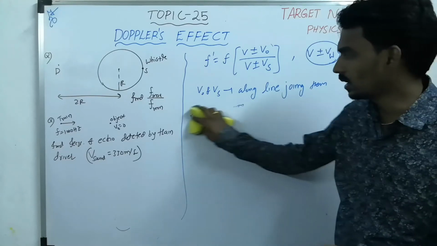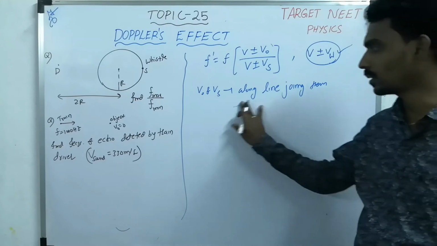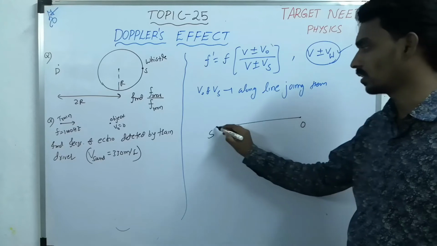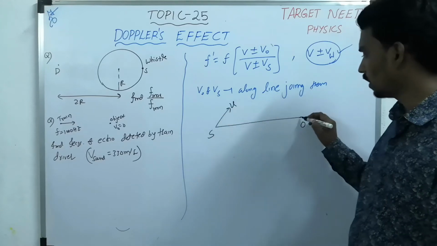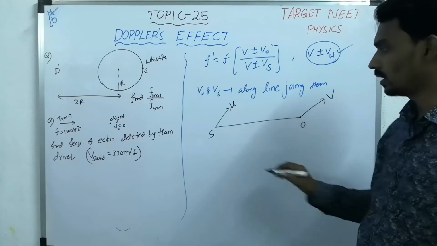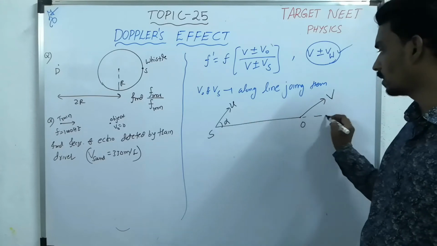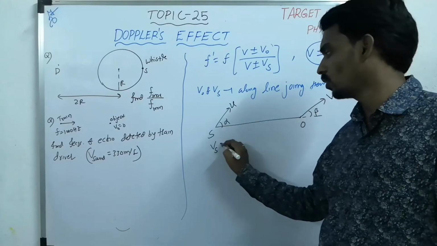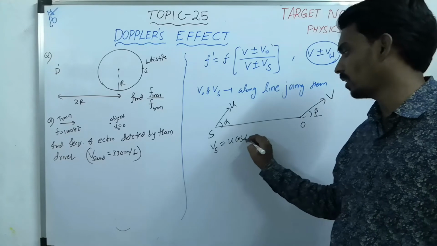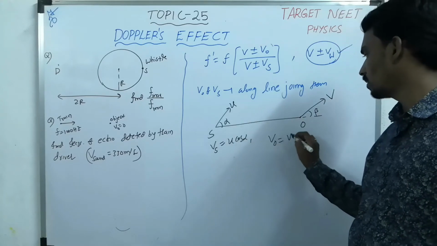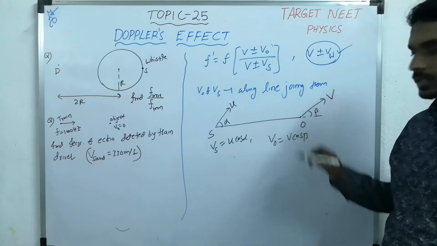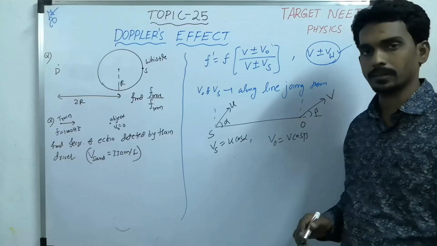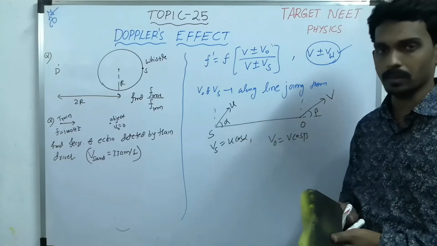So suppose this is source, this is observer, and this is u, and this is v, and this is alpha, and this is beta. Then v source is u cos alpha and v observer is v cos beta, because the perpendicular component does not affect the frequency. This is the first thing you should remember.